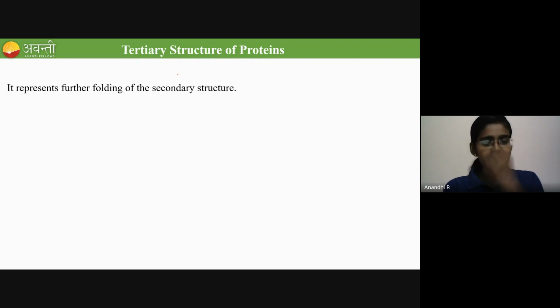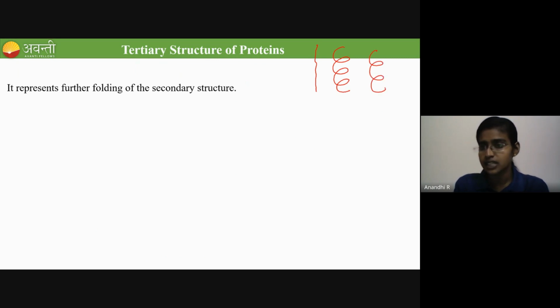So tertiary structure represents the further folding of the secondary structure. So what is actually primary? Primary means just the linear linkages. What is secondary? In secondary, there is folding like this. And tertiary is the further folding of the secondary structure. This is secondary, and if you still fold this, it is called tertiary.